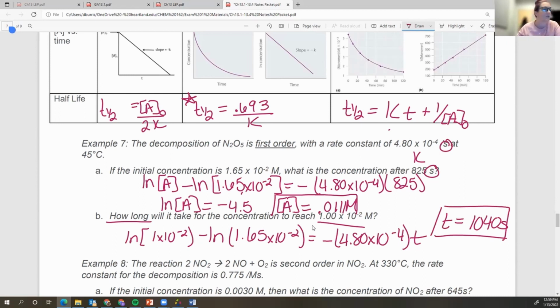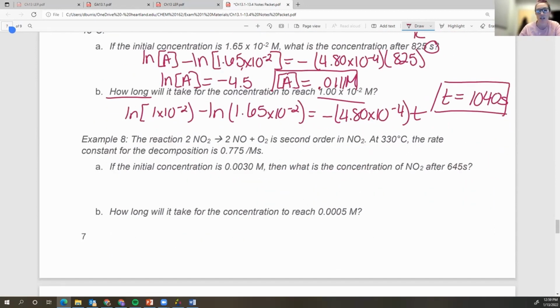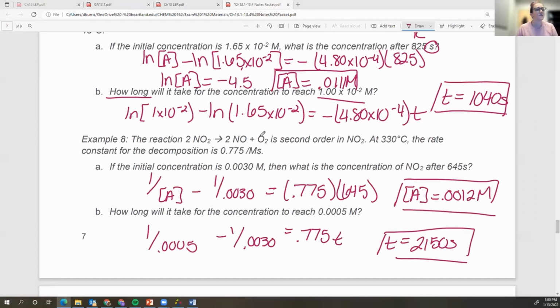All right, I want you to try example number 8 by yourself and then check your answer. Since this one was second order, I used the second order integrated rate law, plugged everything in, and got that the concentration for A is 0.0012 molar, and the time for B is 2,150 seconds.